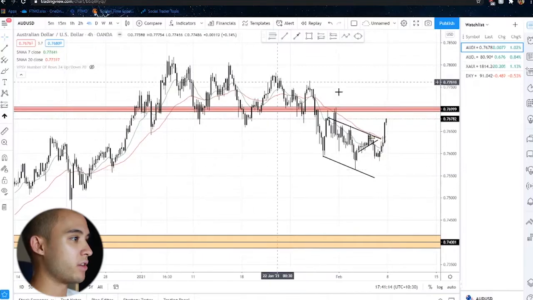And now I'm also trading AJ, the Aussie yen, using the DXY and gold as correlation. I'll explain that in a sec, but first of all, let's head over to the Aussie dollar and see what's going on. Okay, so here we have the Aussie dollar on the 4-hour time frame.